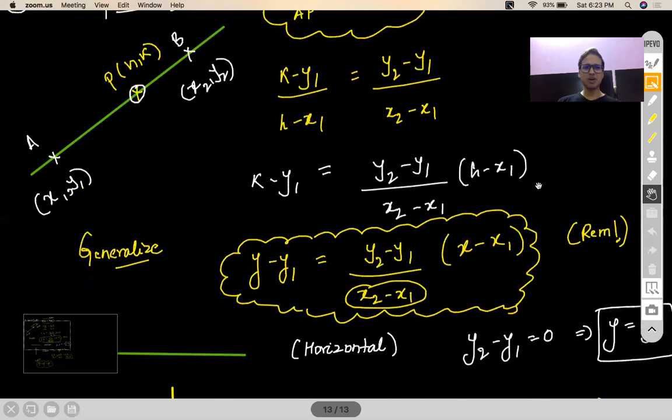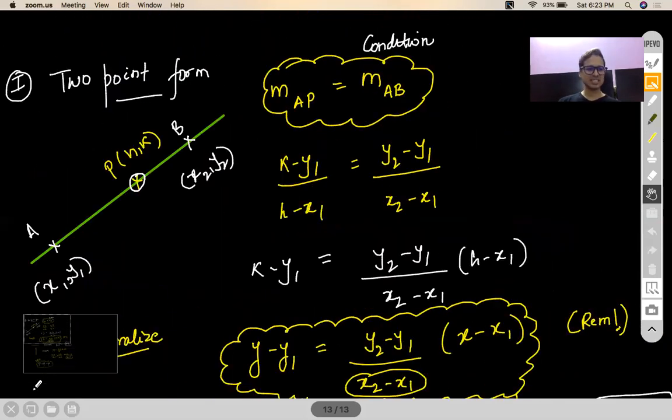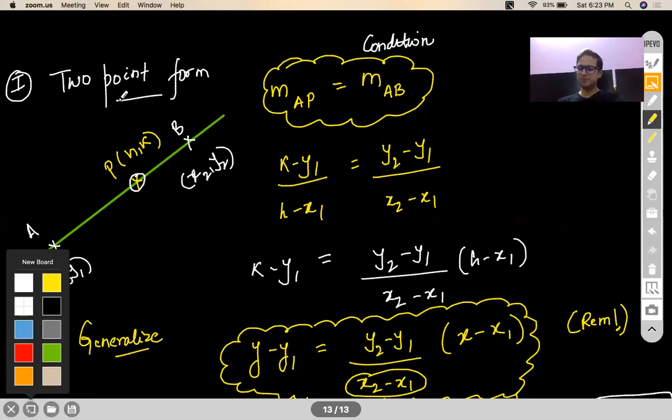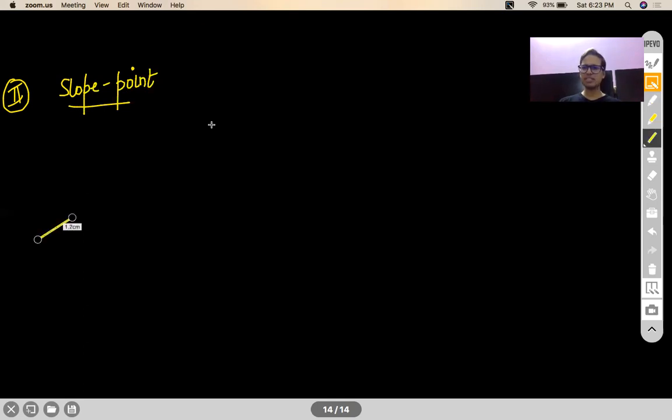Okay, so can I move on to the second form? The second standard form is what we call the slope point form. Please note the names also. They are also very important because later on I'll be referring to them by these names. In slope point form, as we discussed, we'll be given the slope of the line and we'll be given a point on the line.